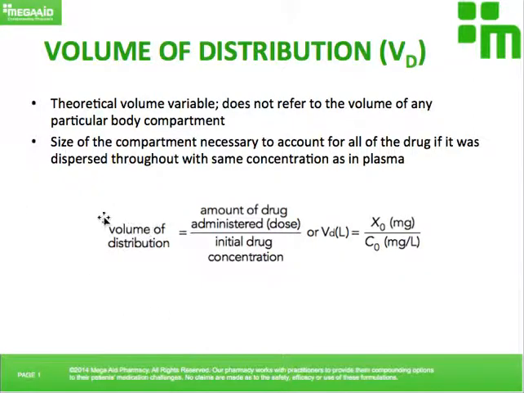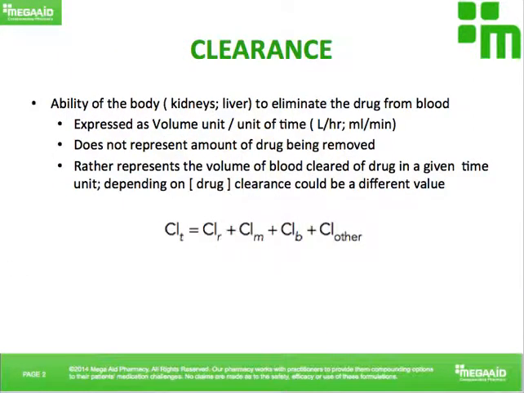And the way that you would calculate volume of distribution is by knowing the dose that you administer and the initial drug concentration. The initial drug concentration we can actually measure in the blood right after intravenous administration. So right after that you would be able to calculate the volume of distribution for the drug.